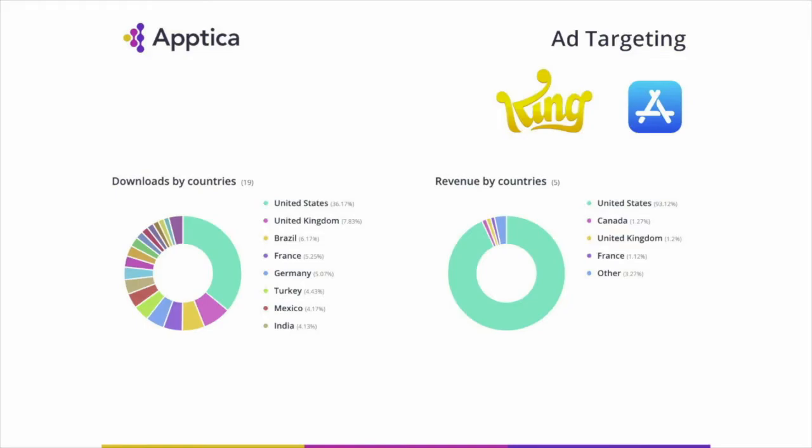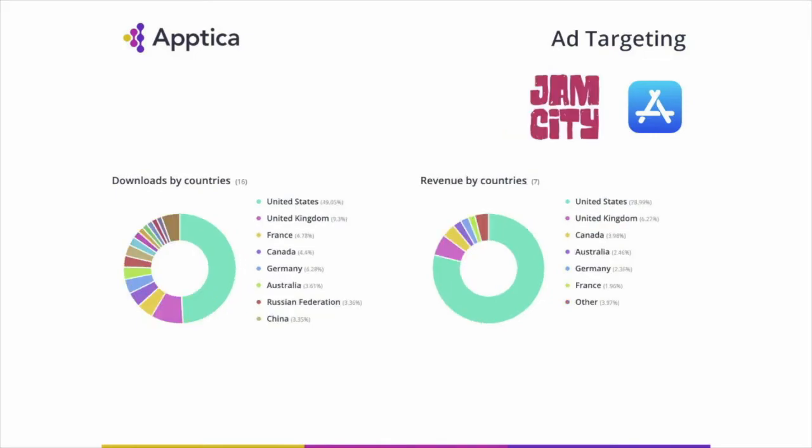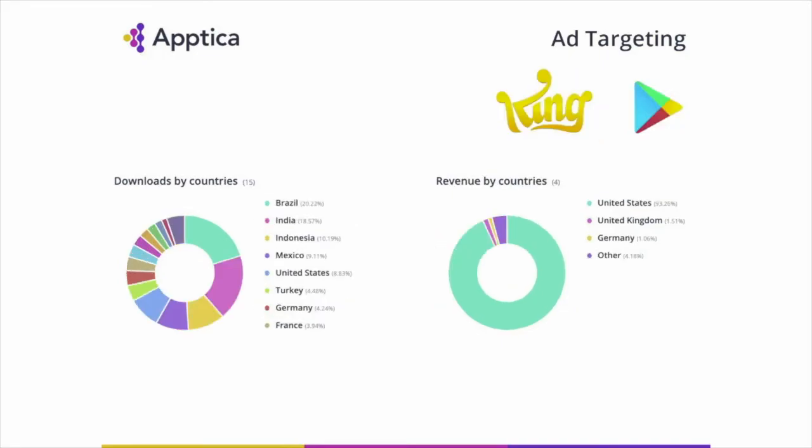And then as we're looking into Gem City, the situation looks pretty alike, just like for King. So here's also the iOS data for the revenue and downloads. And we can see here that the United States and United Kingdom take the first two spots for both. And just like for King, they're probably targeting their user acquisition based on the revenue that they're getting in those countries. However, if we're looking into the situation within Android, it's going to be a bit different.